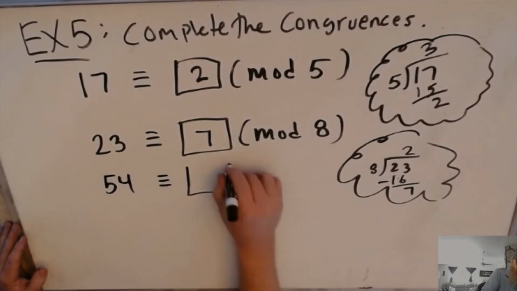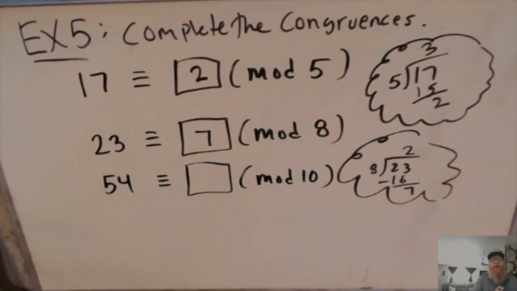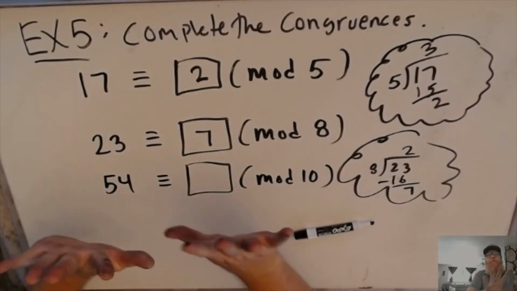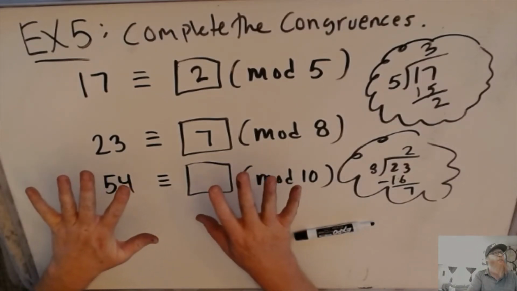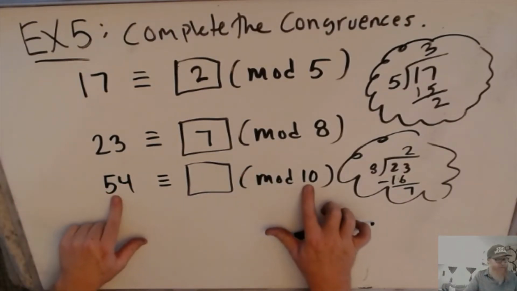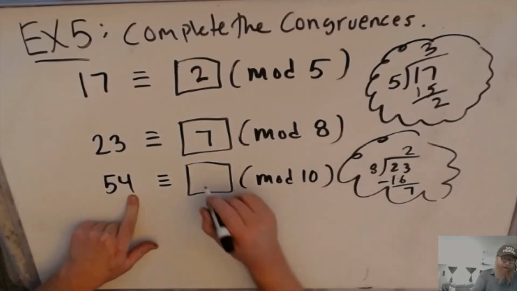$54, what's that equal to or congruent to modulo 10? 10s are easy because you probably memorized all your 10s when you were little. I hope you memorized all your 10s when you were little. So how many 10s go into 50? I don't even have to ask, do I? 5 10s, and the remainder is 4.